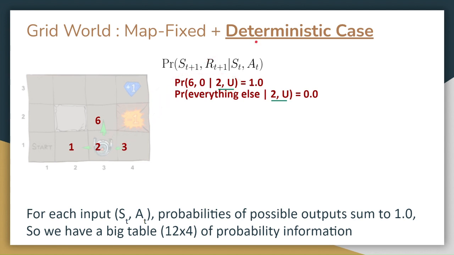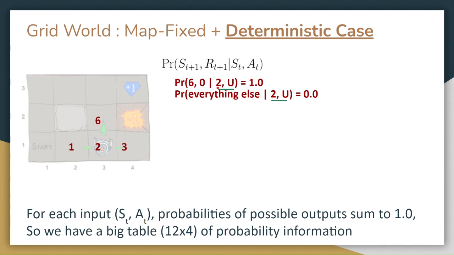In the deterministic case, we know exactly where the agent will go, right? So here, the agent is on the second state. When it goes up, it will arrive at state 6 for sure because it's deterministic. It's just the rule of the game. For the noisy game, it may not be the case. But for this deterministic case, the agent always goes up correctly. So we write this information like this.